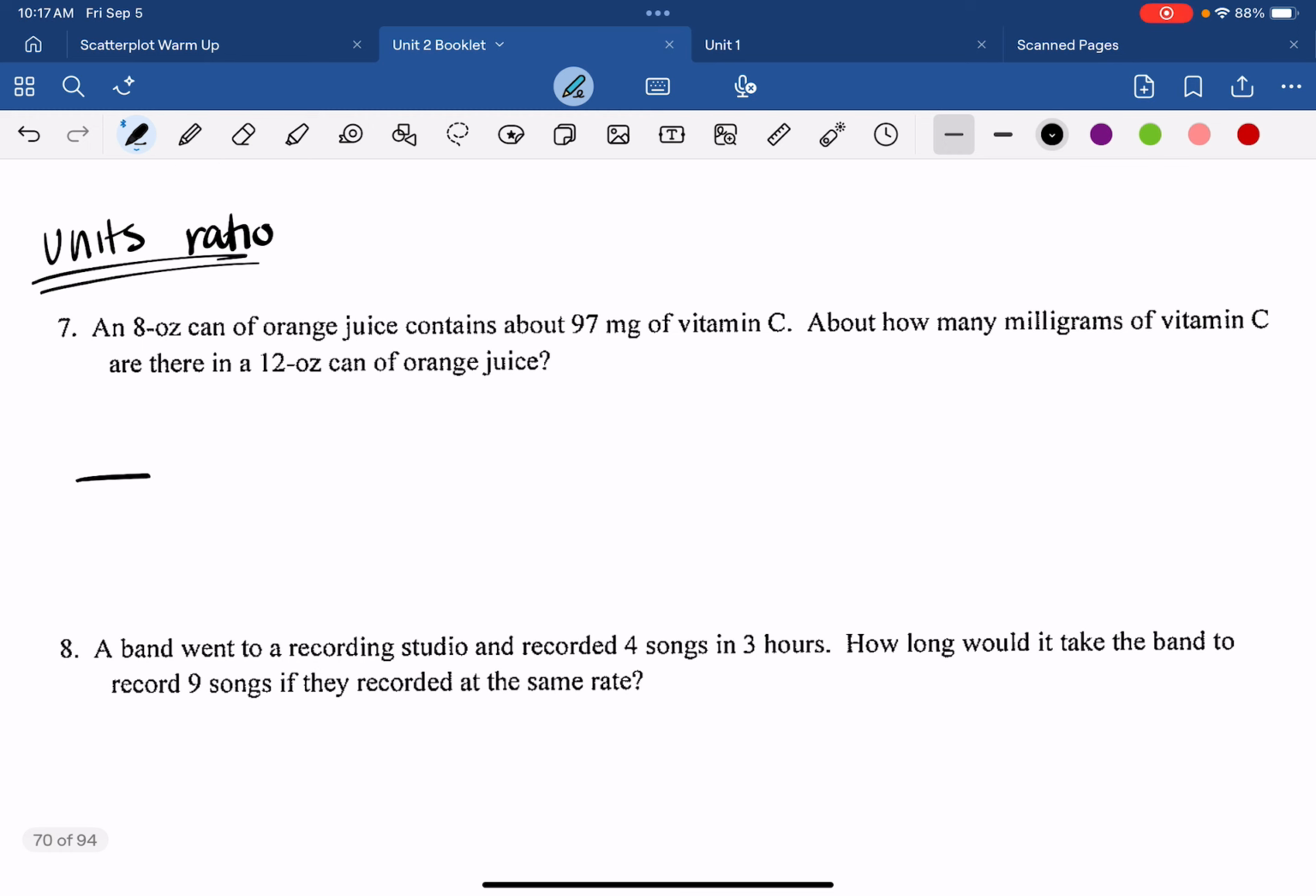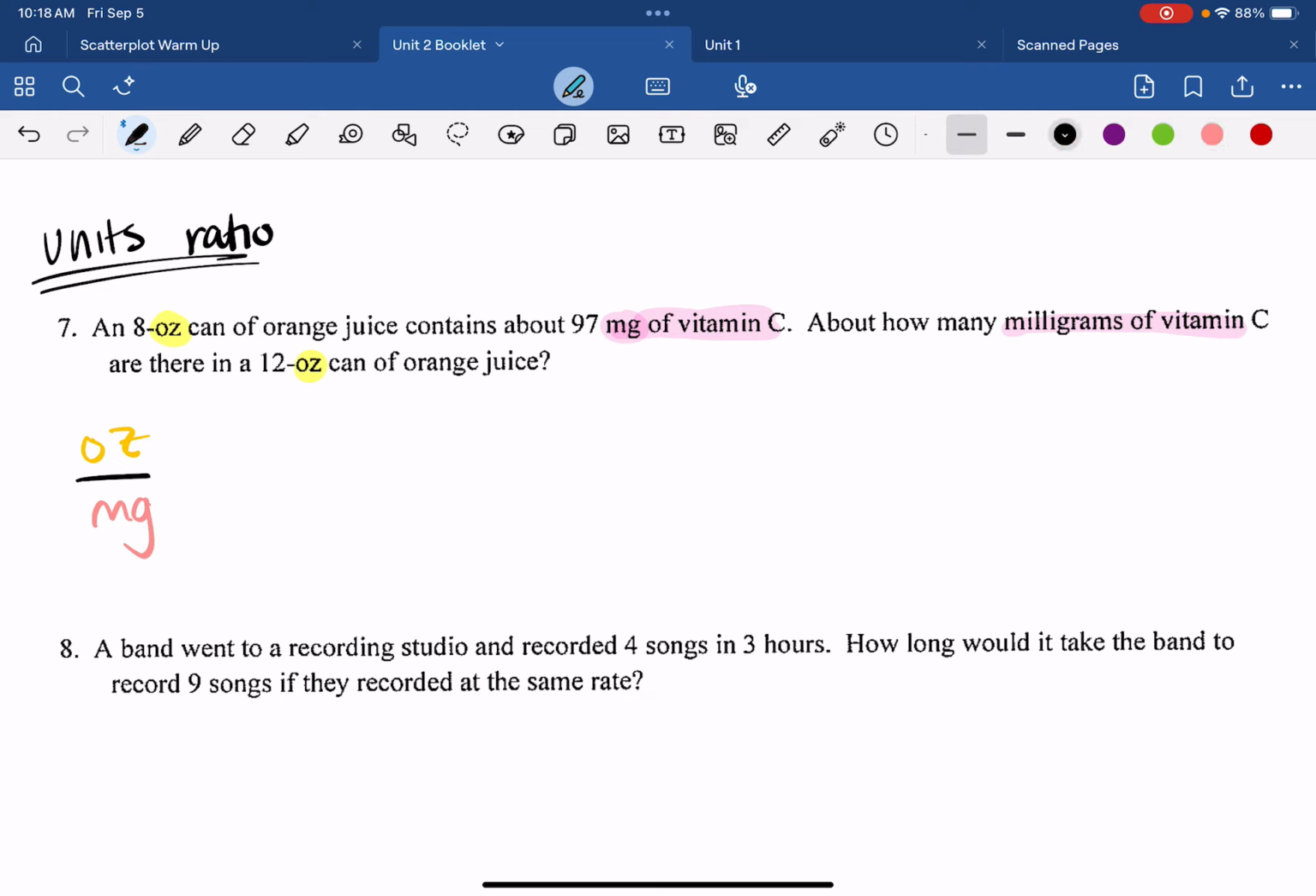And what units am I dealing with in this problem? I see ounces, and I see milligrams of vitamin C. It doesn't really matter which place we put them, but just pick a spot. Let's put ounces in the top, and we'll do milligrams in the bottom. You could do it reversed, that's fine, as long as, here's the key, we keep it consistent, which is why we make our units ratio.